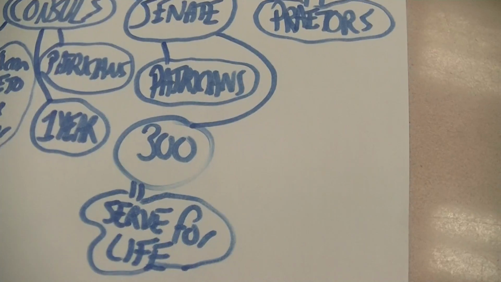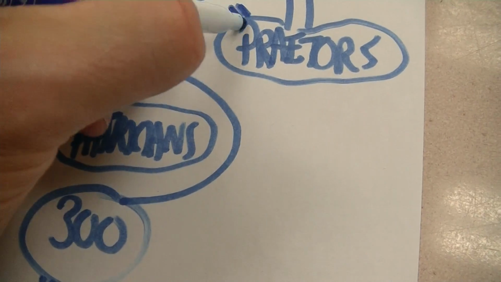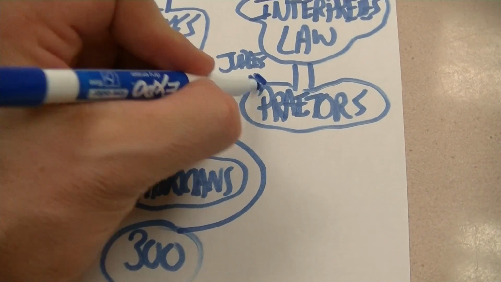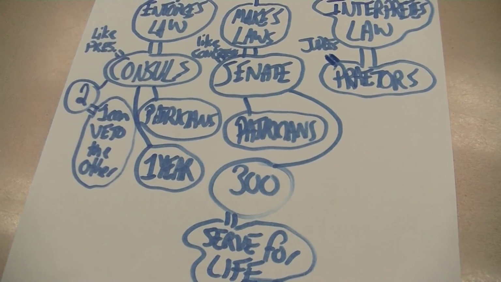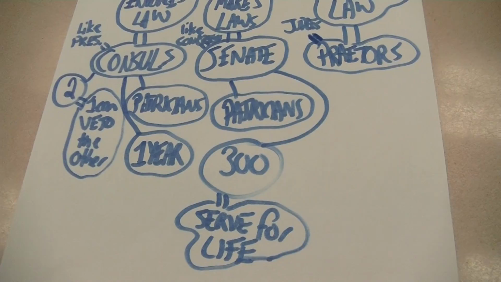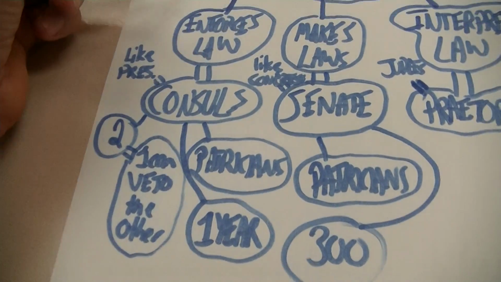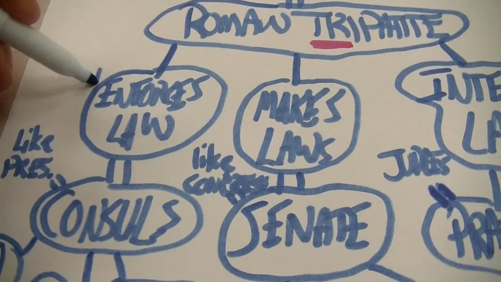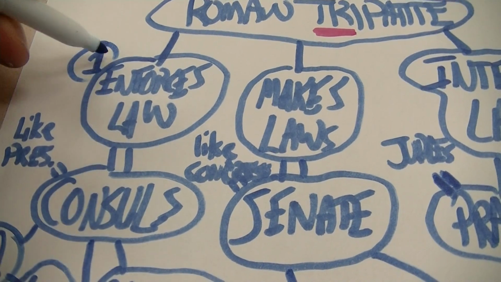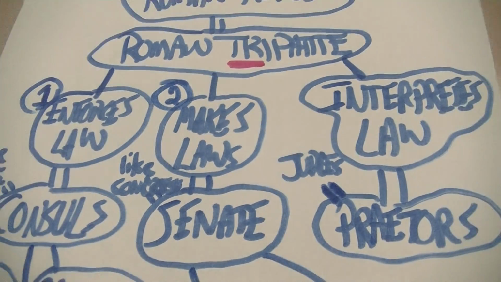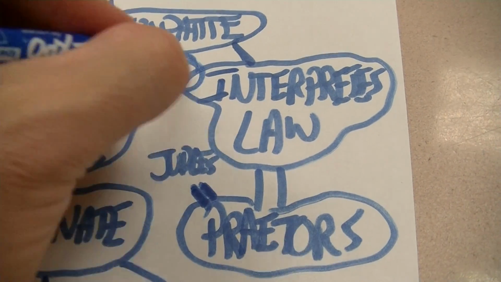Okay. The praetors, they basically just tell us what the laws mean. They are your judges. That's really about all you need to know about them. Okay. Now, later on, what's going to happen, I'm going to number these off. So you have the tripartite. You're going to have the 1, the enforcers of the law. 2, the makers of the law. 3, the interpreters of the law.